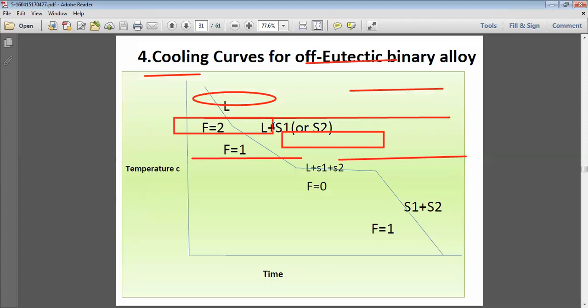It is being separated as L plus S1. So out of the liquid, the solid has been separated as it is cooled down. We see the temperature falling, which means cooling is taking place. So we see L plus S1 over this part, in a hypoeutectic or hypereutectic alloy, where the solid starts to separate out from the liquid.